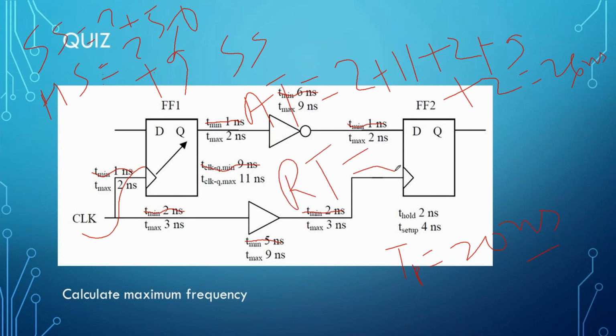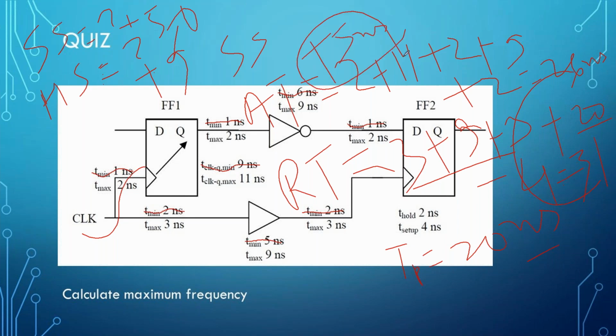What is the required time? T capture. T capture is 3 plus 9 plus 3. Time period is 20, minus setup is 4. So that's 15, 20, 35, minus 4. How much? 31. 31 minus 26 is plus 5 nanoseconds. So plus 5 nanoseconds is the setup slack. Those who were not able to do it, have you understood now?